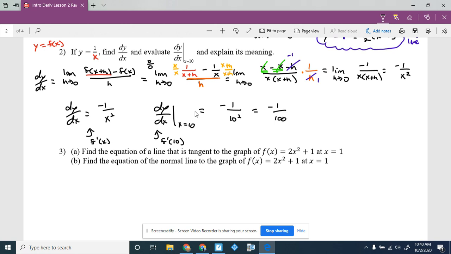What the heck does that mean? That means that if I look at the graph of 1 over x, which we should all know what that kind of looks like, and I'm not going to bust out Desmos here, I'm going to do a quick cheese ball sketch. So 1 over x is going to look like that, a little hyperbola. If I come over to x equals 10 on this graph and draw in a tangent line, we are saying that the slope of that tangent line is going to be down 1 over 100.